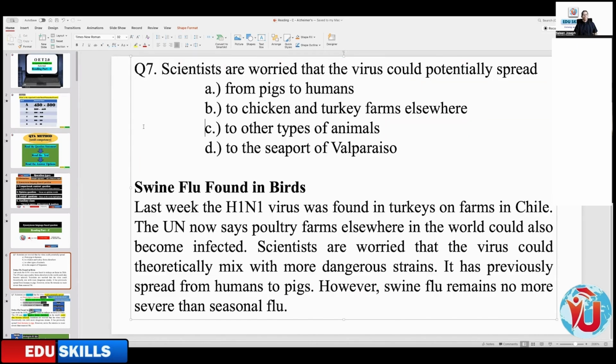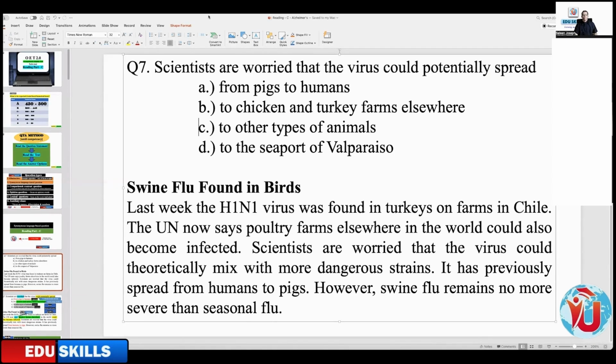Q7. Scientists are worried that the virus could potentially spread: A, from pigs to humans; B, to chicken and turkey farms elsewhere; C, to other types of animals; D, to the seaport of Valparaiso. Swine flu found in birds last week. The H1N1 virus was found in turkeys on farms in Chile. The UN now says poultry farms elsewhere in the world could also become infected. Scientists are worried that the virus could theoretically mix with more dangerous strains. It has previously spread from humans to pigs. However, swine flu remains no more severe than seasonal flu.